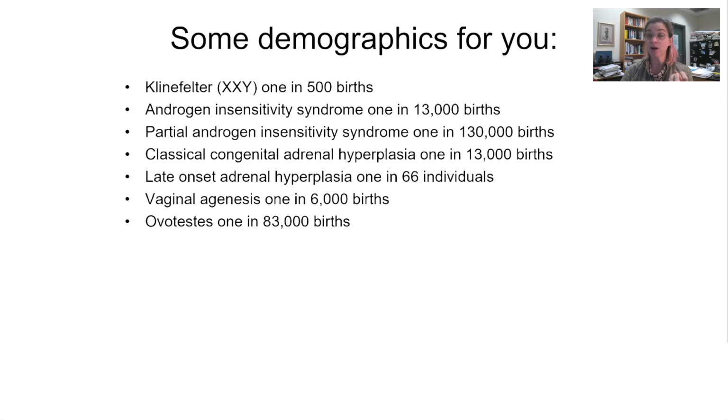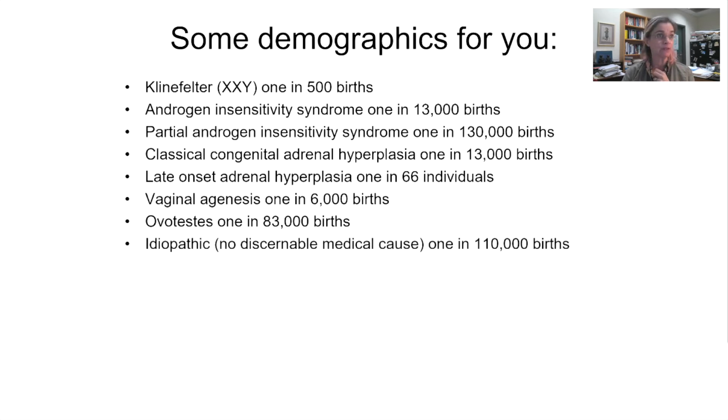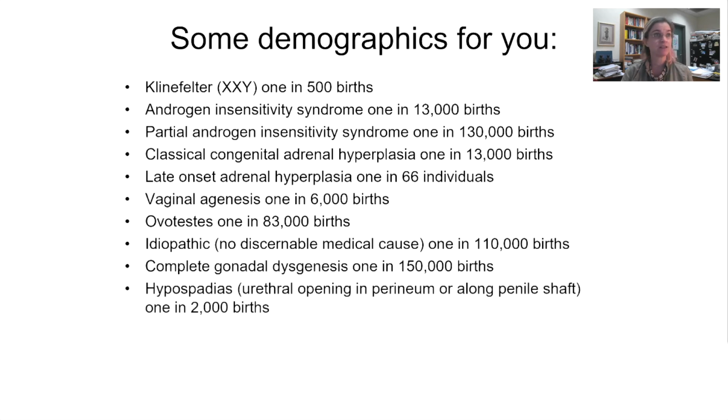Ovotestes, where you have a combination of gonadal tissues, affects about 1 in 83,000 births. There can be what we call idiopathic effects. This is when there's no discernible medical cause, but just random things that can happen during development that disrupt the more typical anatomies. This affects about 1 in 110,000 births. There is complete gonadal dysgenesis in about 1 in 150,000 births.